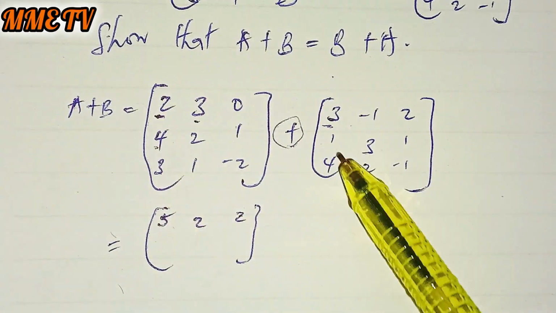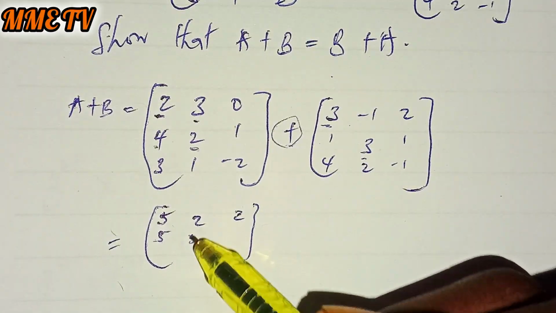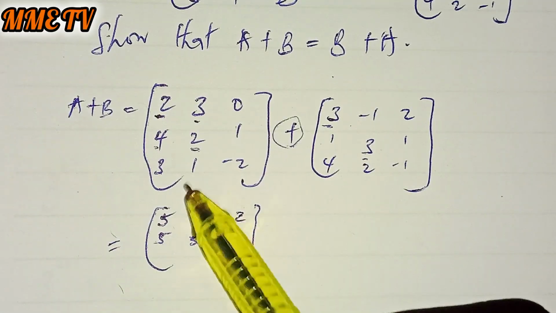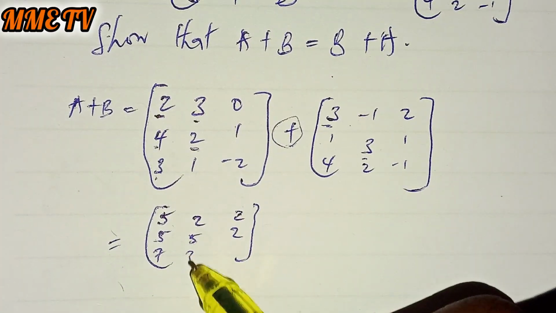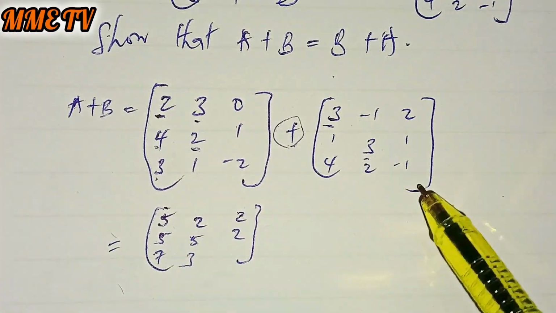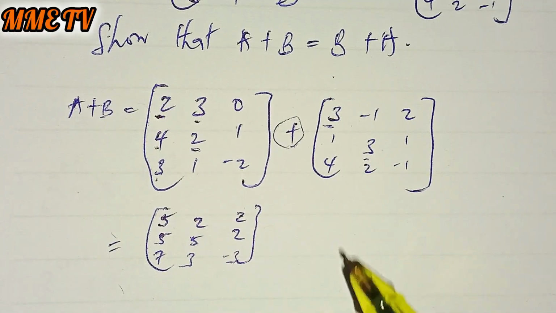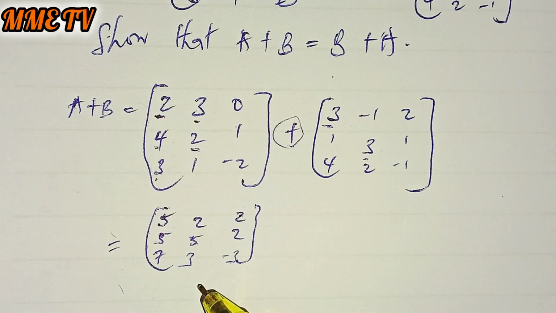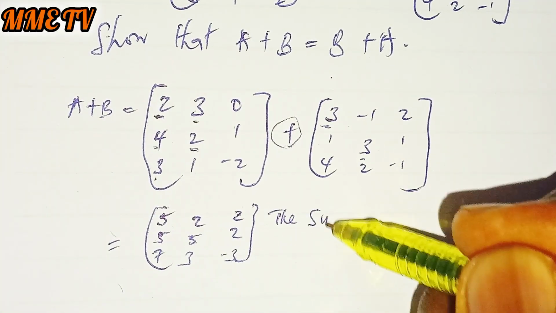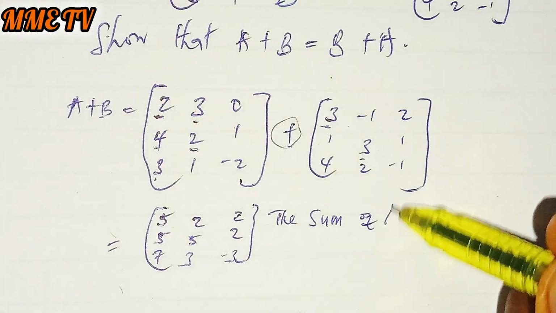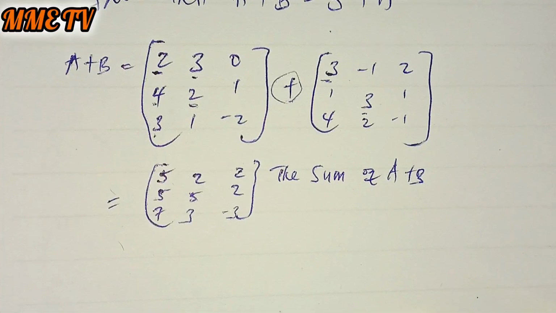Then again 4 plus 1 will give us 5. Then 2 plus 3 will give us 5. Finally 1 plus 1 will give us 2. Then on the last row, 3 plus 4 will give us 7. 1 plus 2 will give us 3. Minus 2 plus minus 1 simply means minus 2 minus 1, which is minus 3. Okay, then now this is the first column of the summation. I can simply call this the sum of A plus B. So we're actually labeling this for people to understand the basic things which we are doing.